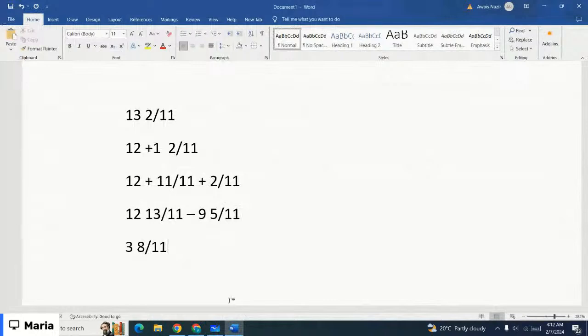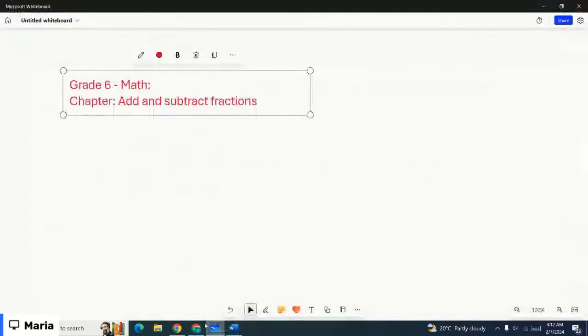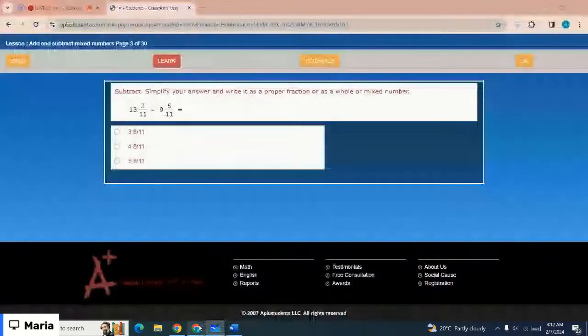The correct option is 3 whole 8 over 11. Got it? That is option number 1, the correct option. You need to keep the basic things in your mind. You cannot do 2 minus 5, right? That's why you need to break down 13 whole 2 over 11.